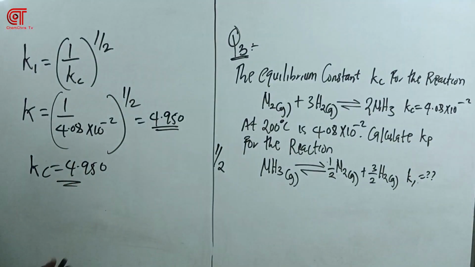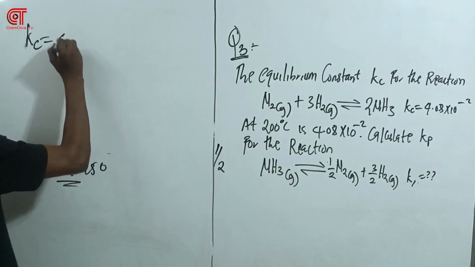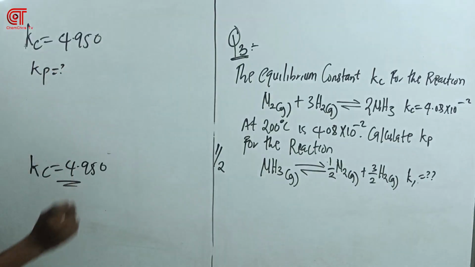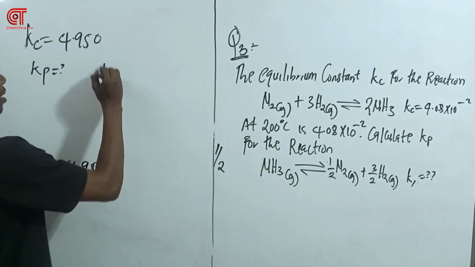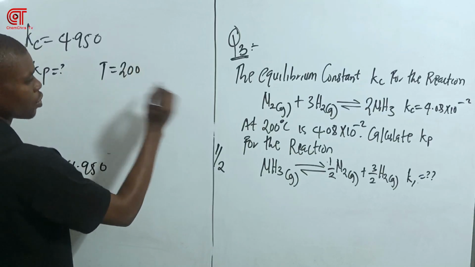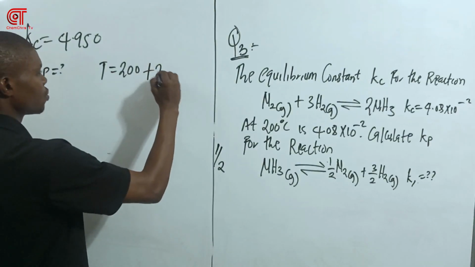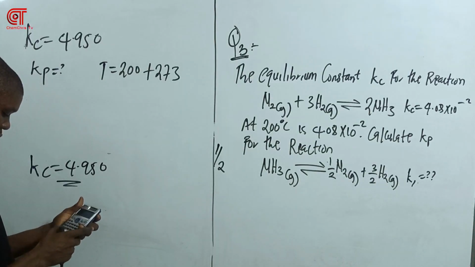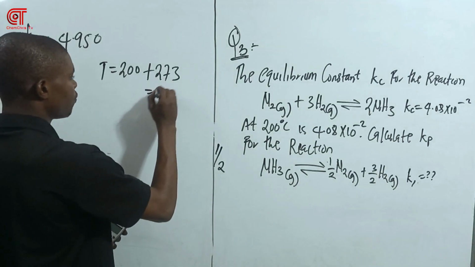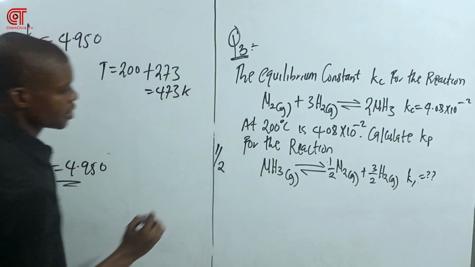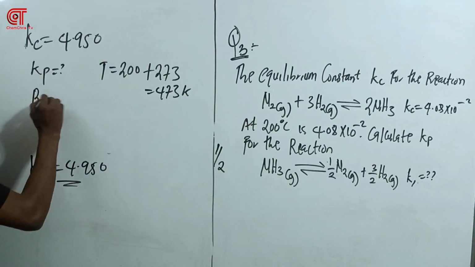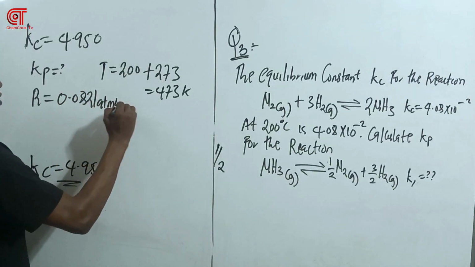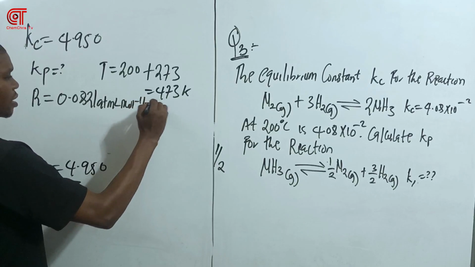So since I've got our K here, KC equals 4.950, right? So we are looking at KP. Now the T is 200, so I have to change it to Kelvin by adding 273, right? So 200 plus 273, we have 473 K. Now my R is what? My R equals the gas constant, 0.0821 atm liter per mole per kelvin.